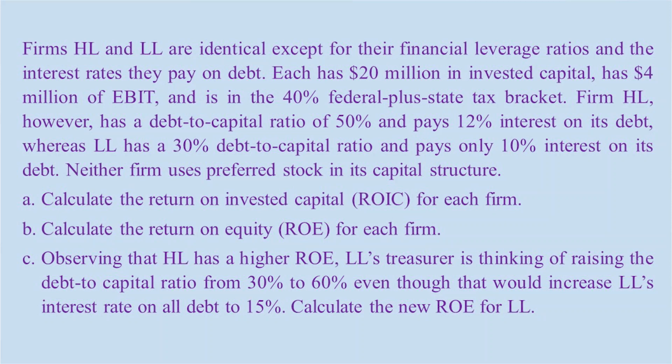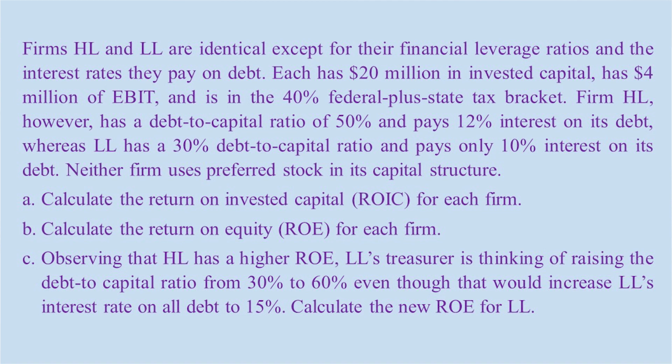Firm HL and LL are identical except for their financial leverage ratios and interest rates they pay on debt. Each has 20 million in invested capital, has $4 million of EBIT, and is in the 40% federal plus state tax bracket. Firm HL, however, has a debt to capital ratio of 50% and pays 12% interest on its debt, where LL has a 30% debt to capital ratio and pays only 10% interest on its debt. Neither firm uses preferred stock in its capital structure.